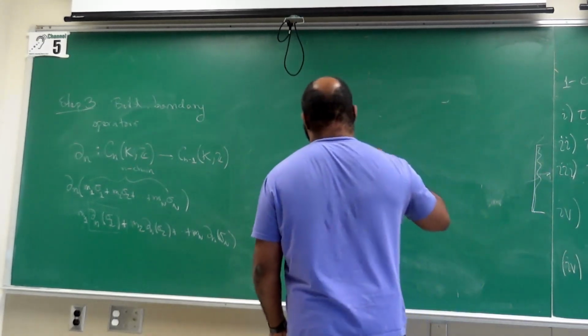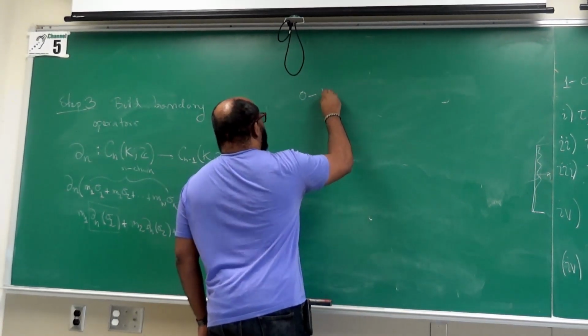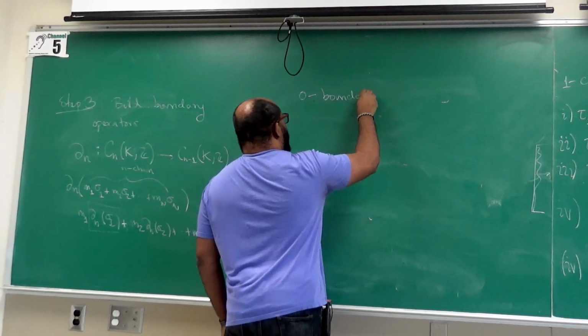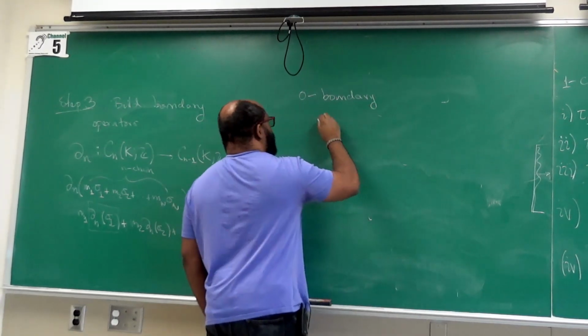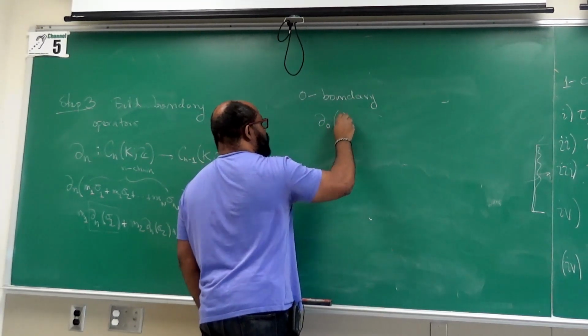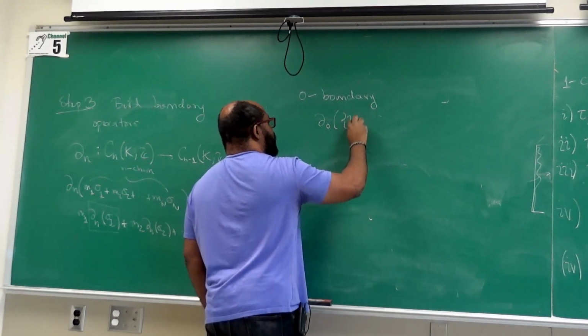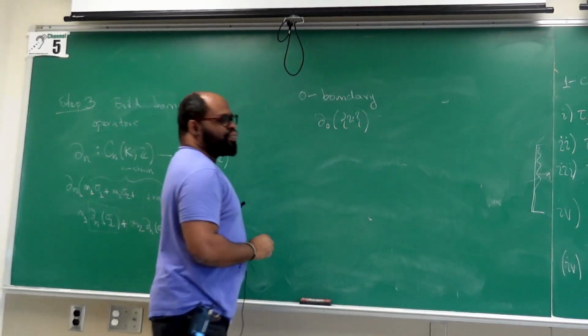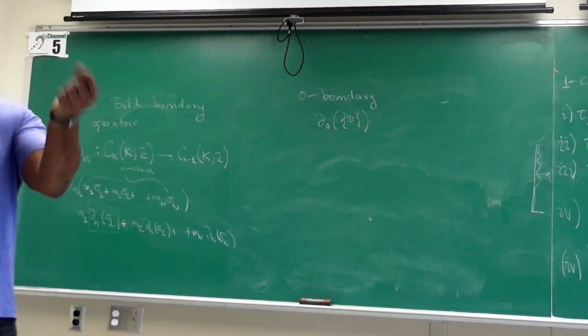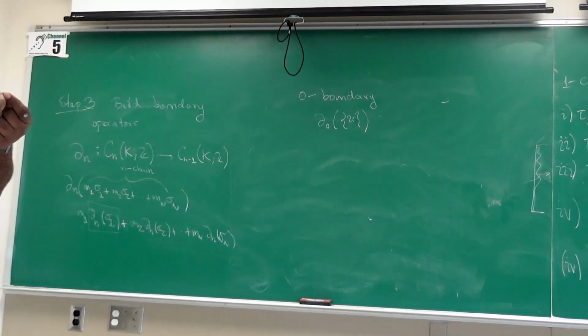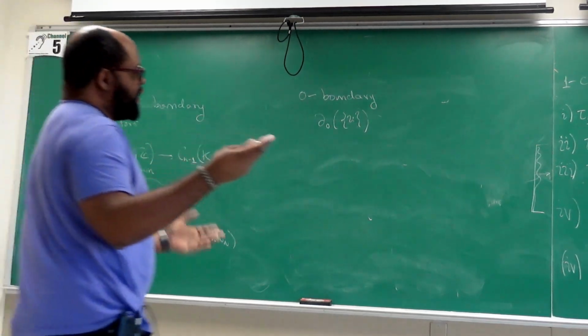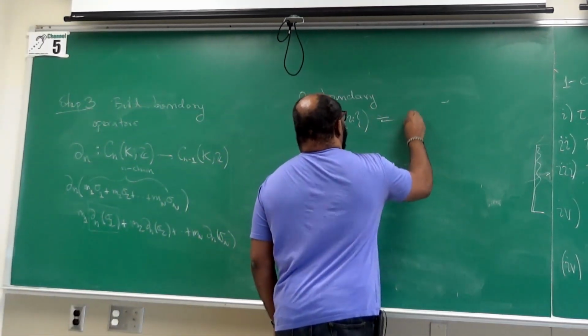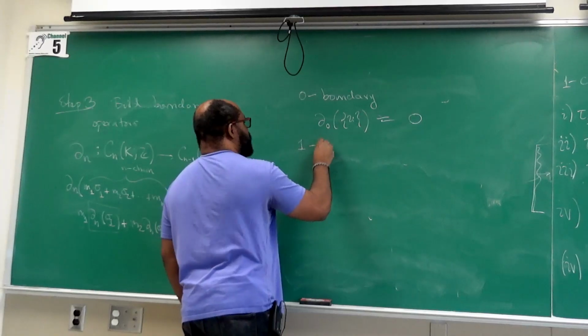So say that you want to define the zero boundary. In other words, you want to compute the boundary of a vertex. Right? So if you look at a vertex, what should be its boundary? It should be 0, right? So vertices don't have boundaries.